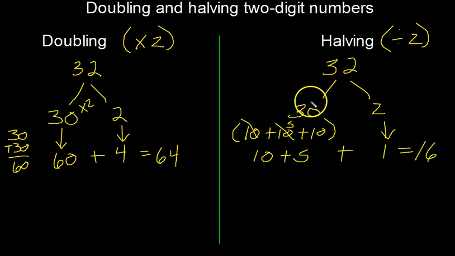Of course, if you know your times tables, you can go 30 divided by 2 is going to be 15. That'd be pretty straightforward.